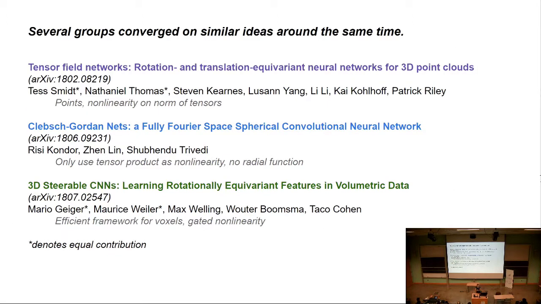Another thing I want to bring up is that several groups actually converged on these ideas at a similar time. Our paper happened to be first, but this has been a very rich field that's been developing over many years. So I want to give a shout out to some of the really important contributors. There's our paper, Tensor Field Networks, which is what we originally called our version of the networks, but then Clebsch-Gordan networks came out from Risi Kondor et al. And then 3D steerable CNNs came out from folks in Amsterdam with Taco Cohen and Mario Geiger, a good friend of mine. So a lot of this stuff came together around the same time.